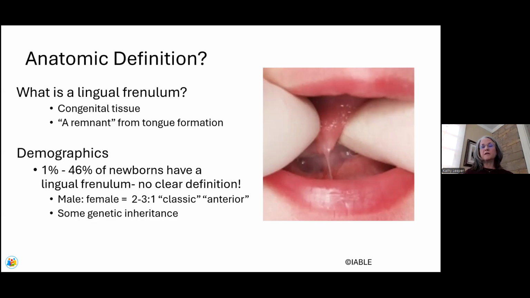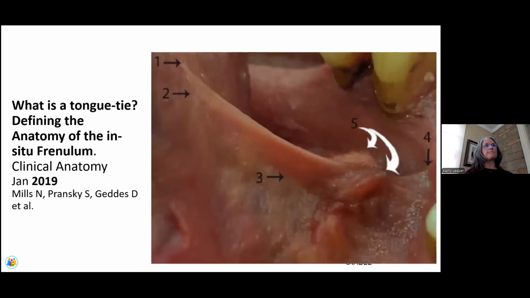But there is definitely a male predominance in the classic, very toward the tip of the tongue type of ties, 2 to 3 to 1. And the studies have been done. It's more common for boys to have a tie that attaches way to the tip of the tongue. And there definitely appears to be some genetics involved in some families. It's common to have them occur over and over, but they don't have to be occurring over and over in a family. There can just be one.